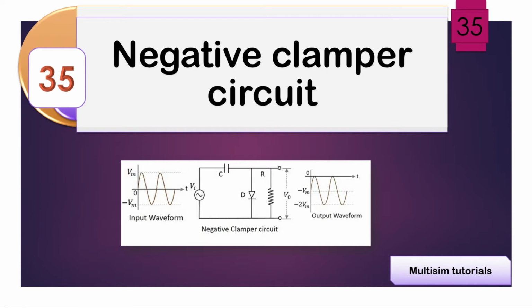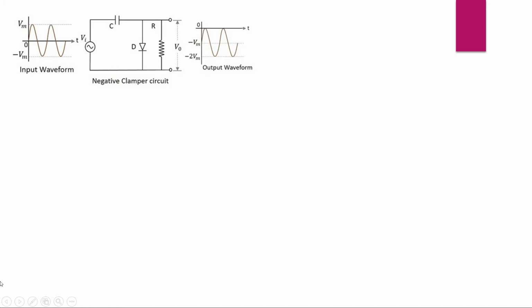During the positive half cycle, the diode is in forward bias, so it is in short circuit mode and there is no output present, but the capacitor will charge until the maximum voltage of Vm. During the negative cycle, it will charge to minus Vm. So we already have minus Vm, plus the input voltage Vm, so V naught is equal to minus 2 Vm. The entire cycle will be shifted to the negative side.